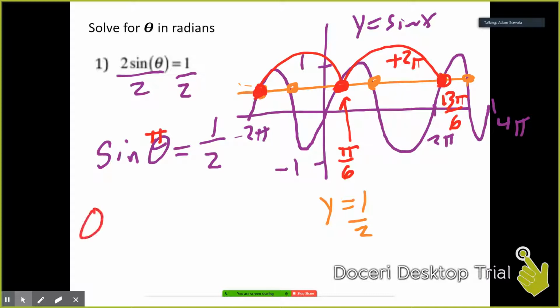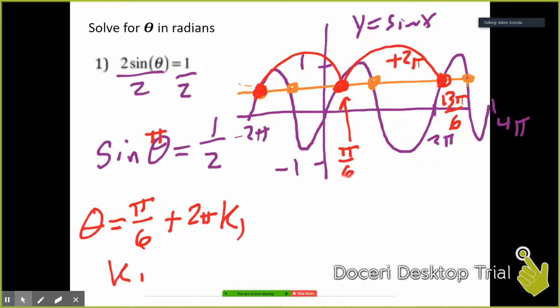So one of my answers is going to be theta equals pi over 6, which is the angle that I got in between 0 and 2 pi, plus a full period, which would be 2 pi, times k. And I'm going to make k an integer. That makes sure that k is like a whole number, like 1, 2, 3, or -1, -2, and -3. So we can add a full period to our answer.